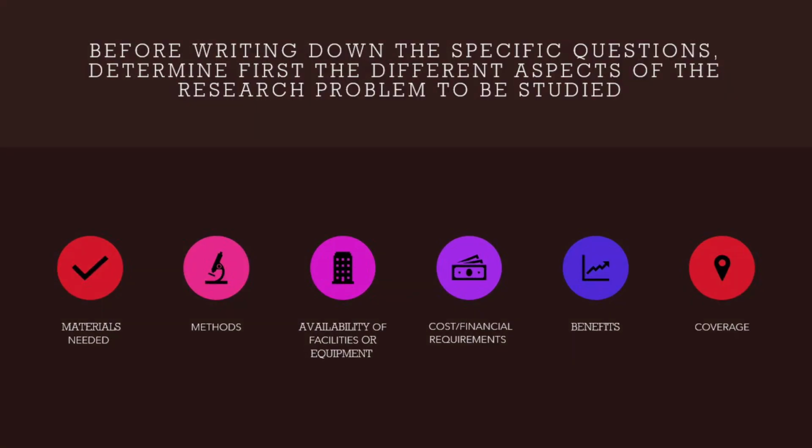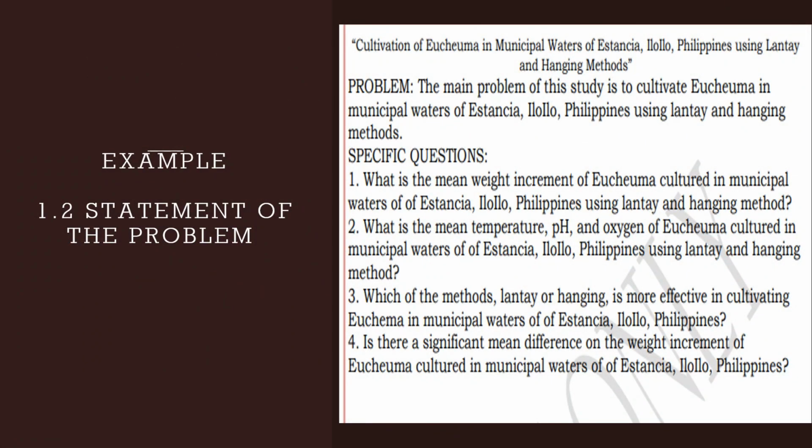Now, before writing down the specific question, first determine the different aspects of the research problem to be studied. So, the materials needed for your study, the methods you will use, availability of facilities or equipment, cost or financial requirements, benefits of your study, and lastly, the coverage or scope, or the limitation of your study. So, for example, the sample write-up for statement of the problem.